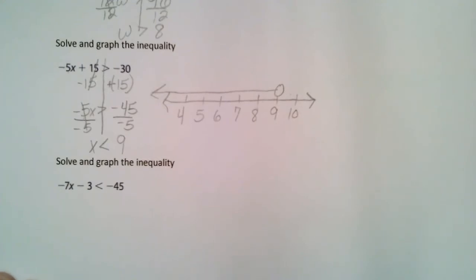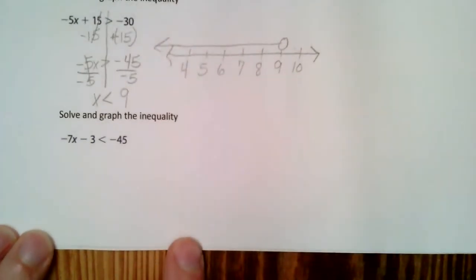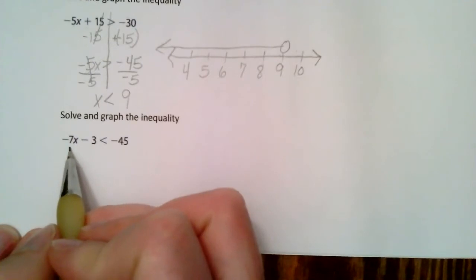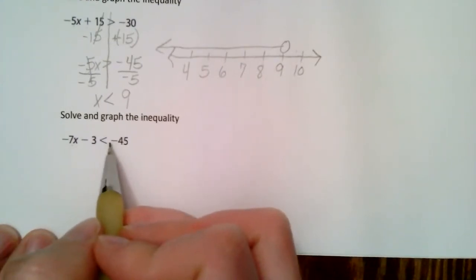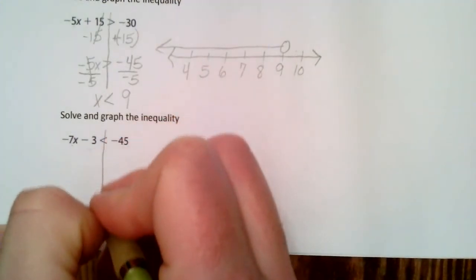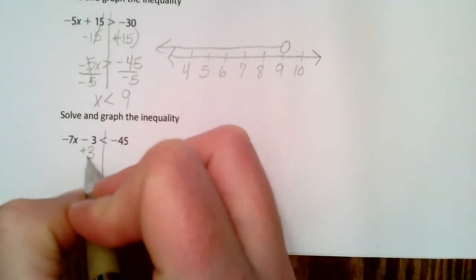And then I have my last of these problems here. Okay, again, I have a negative coefficient, so my inequality symbol is going to flip. Always look for that in the beginning. I don't have any parentheses, so I can go ahead and start solving it. Subtracting 3 is part of my problem, so I need to add 3 to both sides.